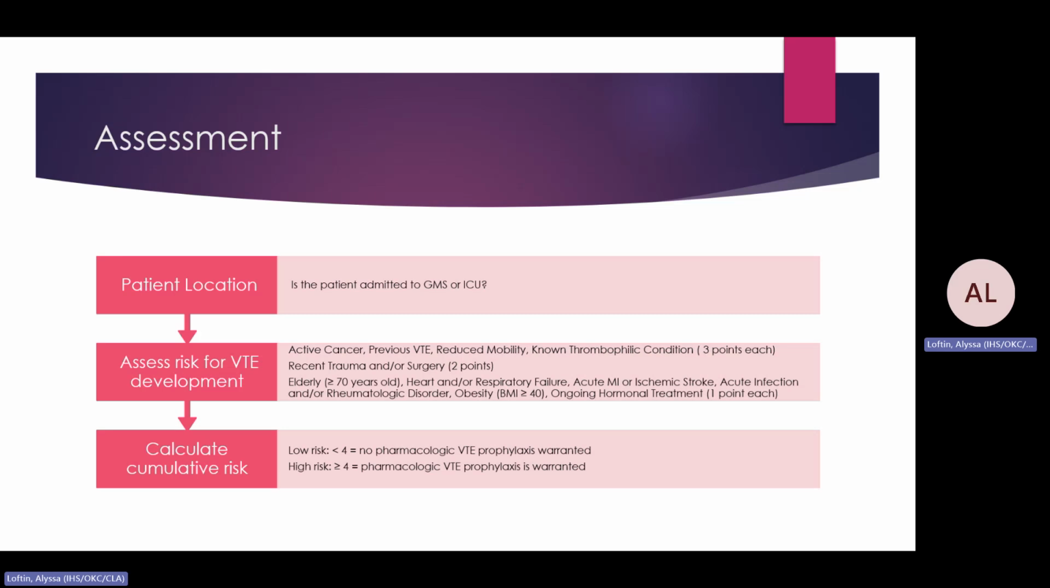So we have a lot of factors that we look at, and they're broken down into 3 points, 2 points, or 1 point. Factors that would be those 3 points would be active cancer, previous VTE, reduced mobility, or known thrombophilic condition. 2 points would be a recent trauma or surgery. And then 1 point factors would be if they're elderly, over 70 years old, heart and/or respiratory failure, acute MI or ischemic stroke, acute infection or rheumatologic disorder, if they have a BMI of 40 or greater, or ongoing hormonal treatment. And then you add up those points to get a cumulative risk.